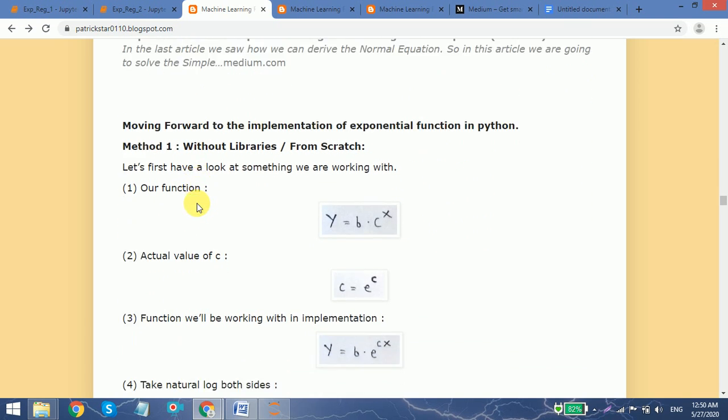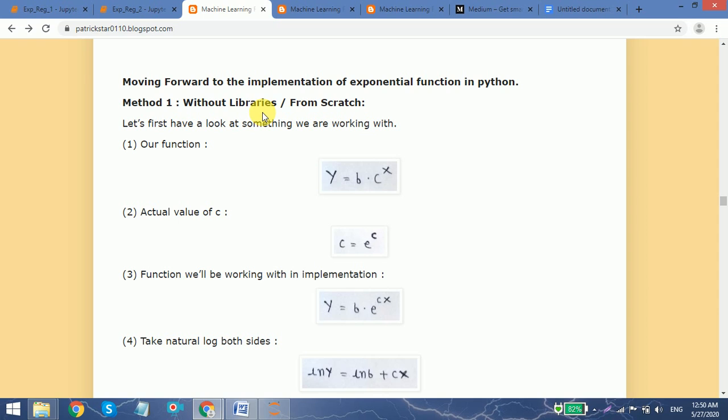Now moving forward to the implementation of the exponential function in Python. As I said earlier, we are going to take a look at three different methods for implementation of exponential regression. The first method is without libraries, or from scratch. I'm not going to use Python libraries such as SciPy to find the optimal parameter values like A, B, and C. First we are going to perform it without libraries, and after that we are going to use libraries.